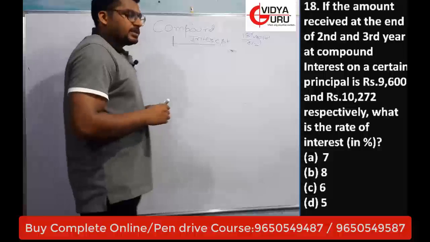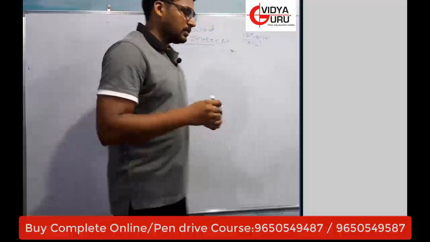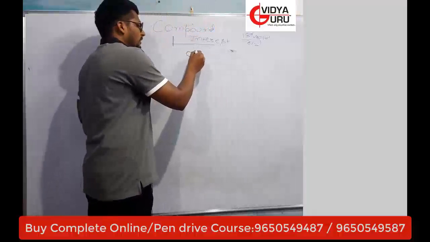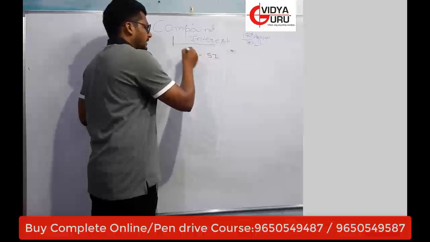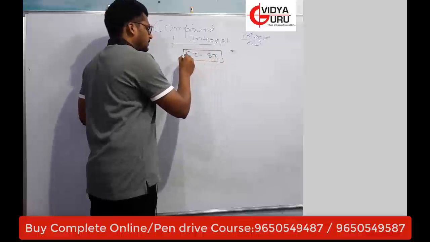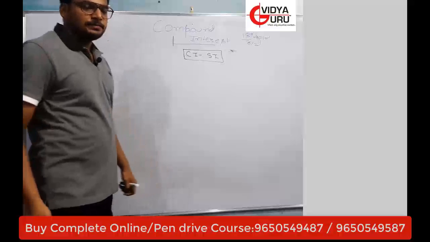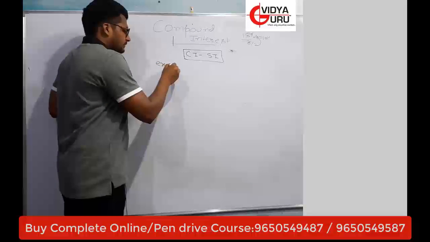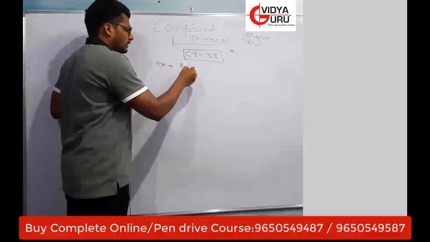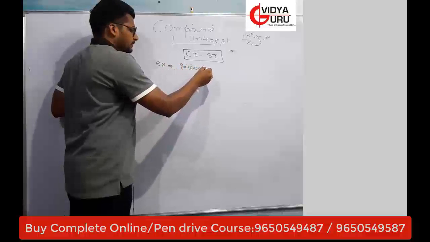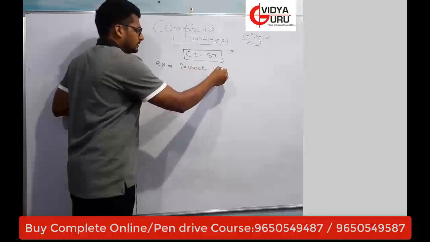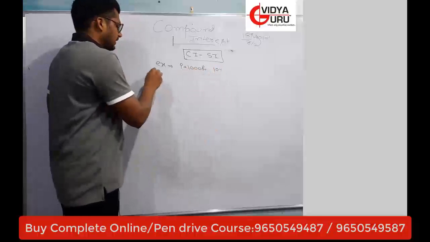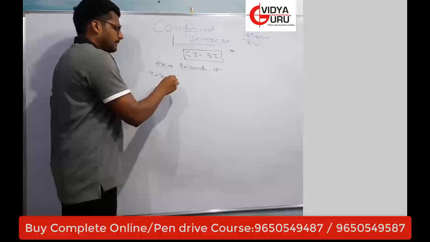Before coming on to the next question, I will explain some concept. The next question is based on the difference of CI and SI. What is the difference of CI and SI? I will take an example. Let the principal be 1000 rupees, the rate 10%, and let the time be 3 years.